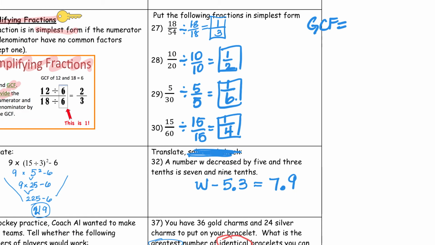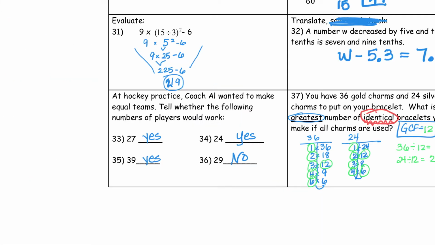Number 32, if you did number 32, it's W minus 5 3/10 equals 7 9/10. Working backwards a bit, the answer to number 31 was 219.